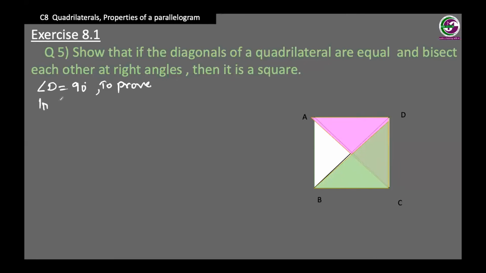In triangle ADC and triangle BCD, we know that BC is equal to AD because they are the opposite sides of a parallelogram.